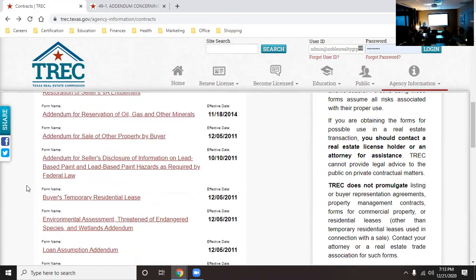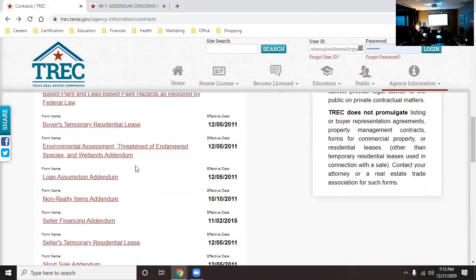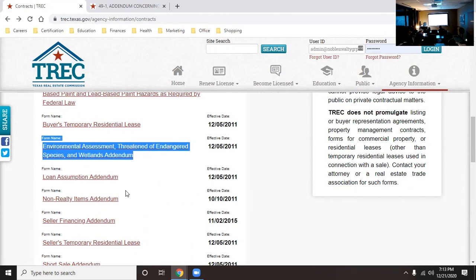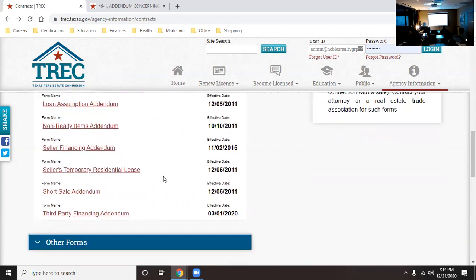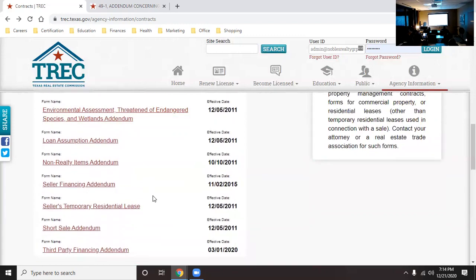Let's see here. What about this one here, Mr. Wyatt? Do you think we'll use that form? Environmental Assessment Threatened or Endangered Species and Wetland Addendum. He's like, what in the world did you just say? Did you talk some kind of crazy language to me? Well, it depends. Of course, you're not going to use probably the wetlands, but could there be endangered species here? Could there be environmental assessment issues here? Yeah. So there's a possibility on that one. Yeah, you said they found some endangered spiders and they were building. That's right. So again, there are different ones.